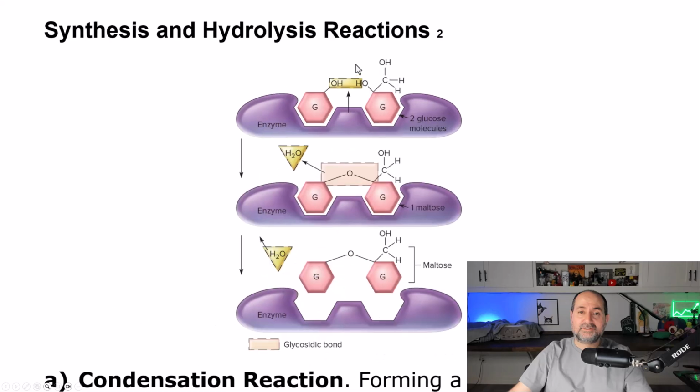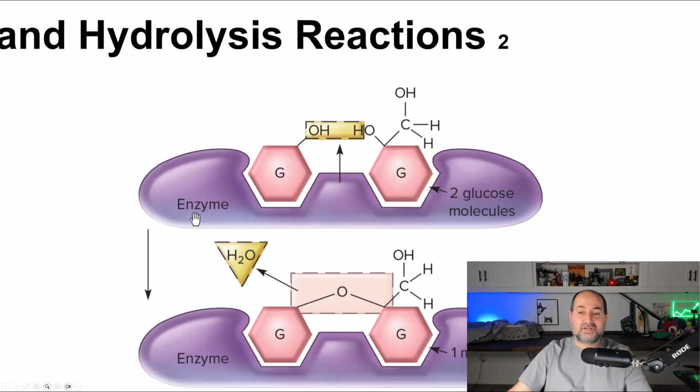Here's how it works. Look. Here is an enzyme that's about to link two glucose molecules to one another. Here's a glucose, and there's a glucose right next to it. These are two separate monosaccharides of glucose. And what this enzyme does is it's going to link these two sugars together. And the way it does that is by removing water.